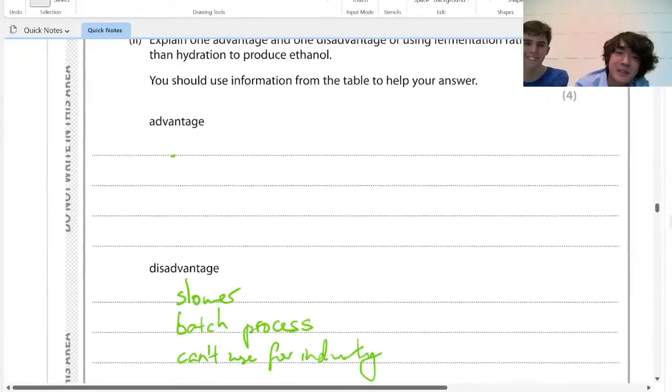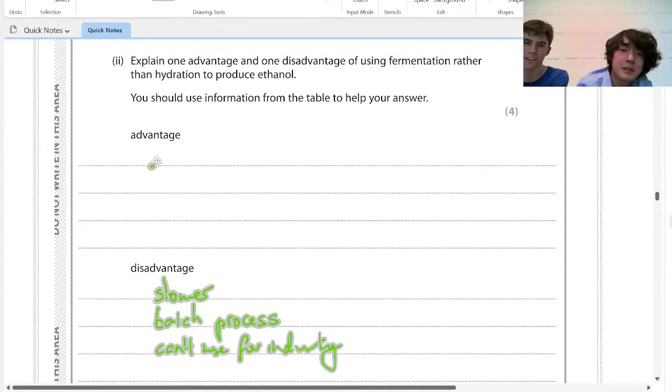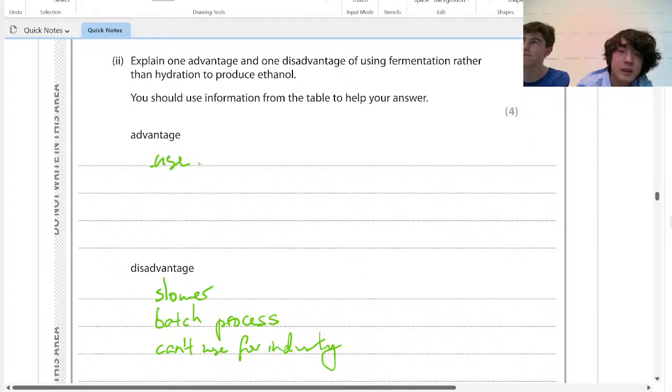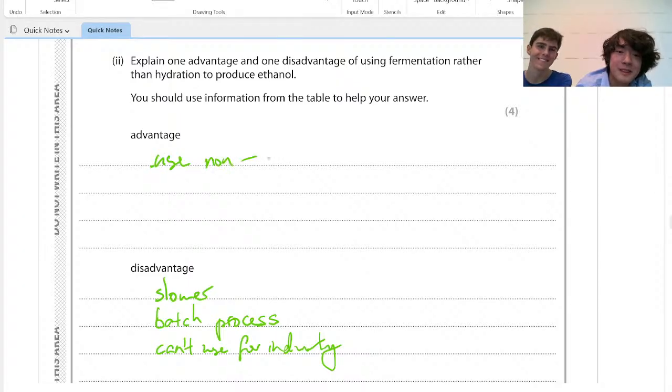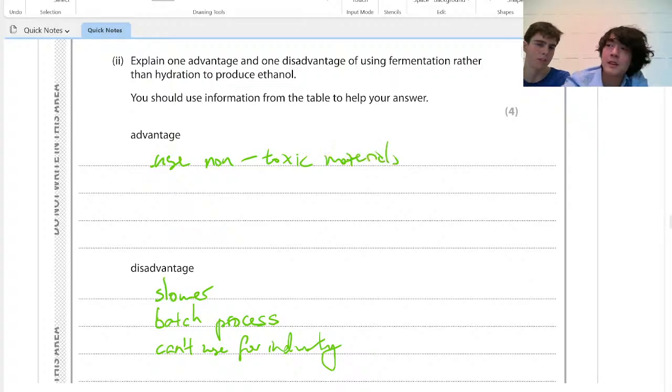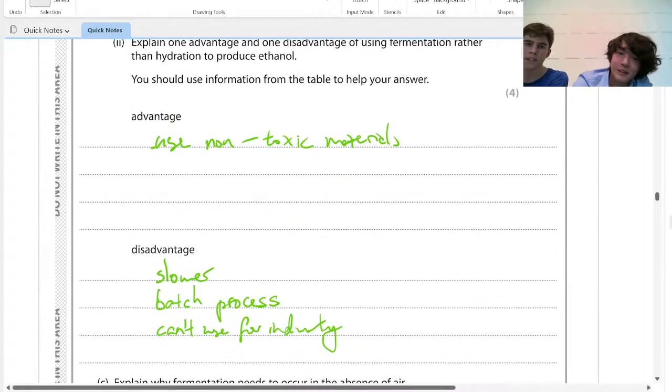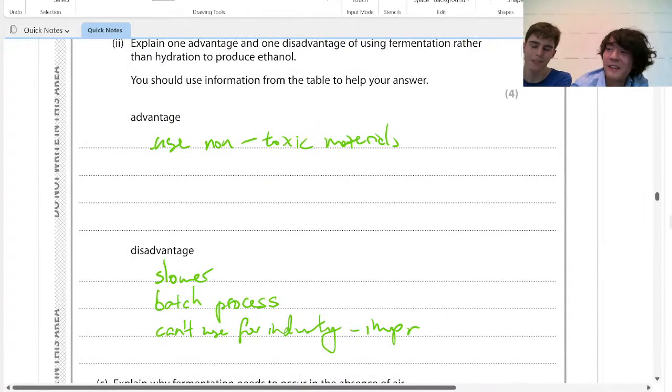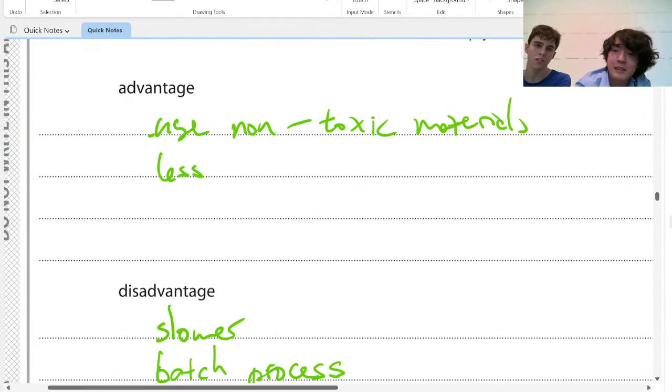Advantage of fermentation, it's no real surprise. It uses non-toxic materials. For example, phosphoric acid is toxic and corrosive. They like it if you mention corrosive. It's also not toxic, and it's less expensive because of less extreme conditions, as in high temperature and high pressure.